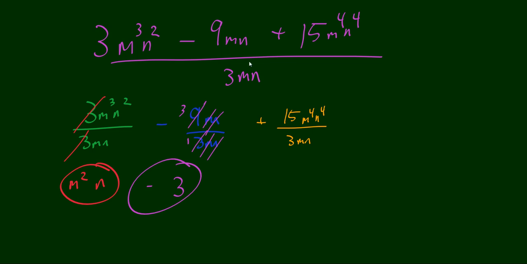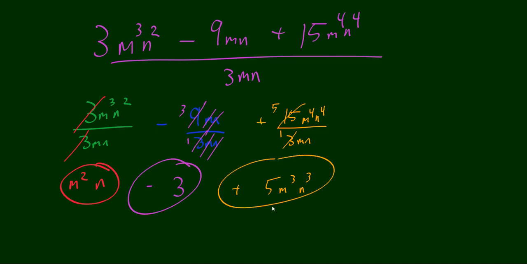And in our last term here, 15m to the fourth, n to the fourth over 3mn. 15 divided by 3 is 5, 3 divided by 3 is 1, this is 5. M to the fourth over m is m to the 4 minus 1, which is m cubed. And I'll just leave that. N to the 4 over n is the exact same, n to the 4 minus 1, which is n cubed as well. These are our three terms.